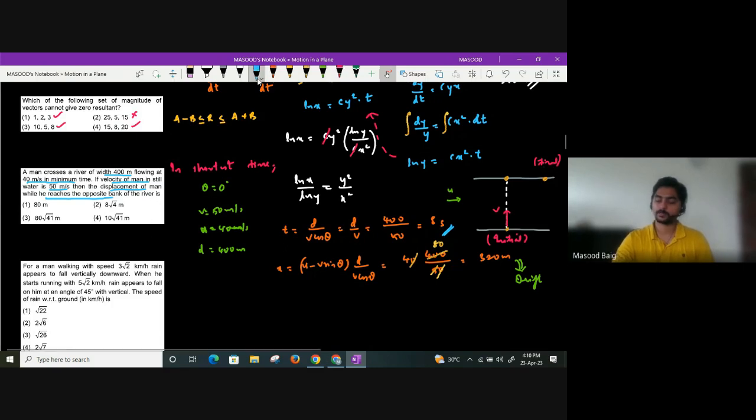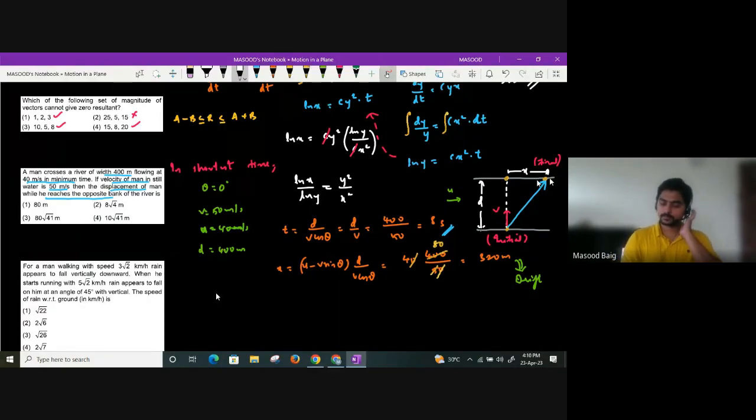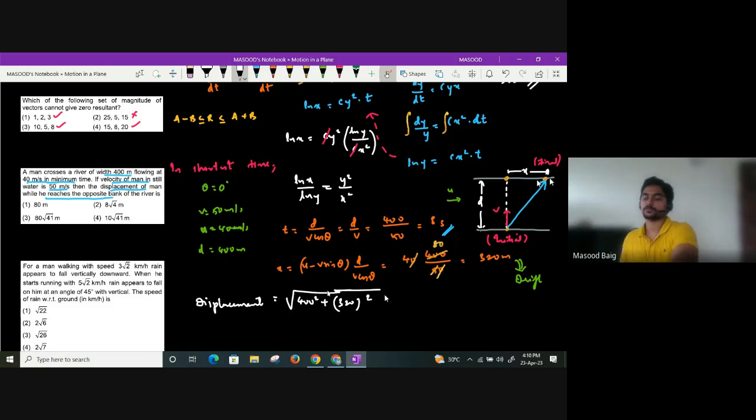They're asking displacement. How will you find displacement? From the initial position towards the final position, we are just going to draw a vector. So were we able to find the drift? Yes. Do I know the width? Yes. Clear. So what is the displacement they're asking? How much will the displacement be? Displacement, if I consider, it will be under root of width square, which is 400 square, plus range, which is 320 square. Yes or no?